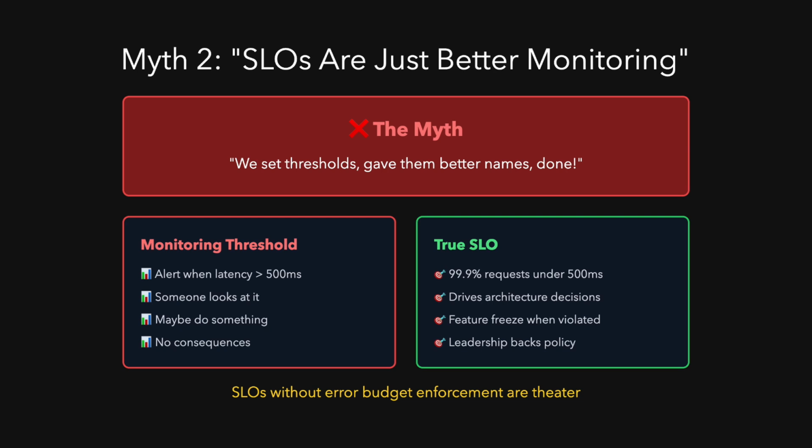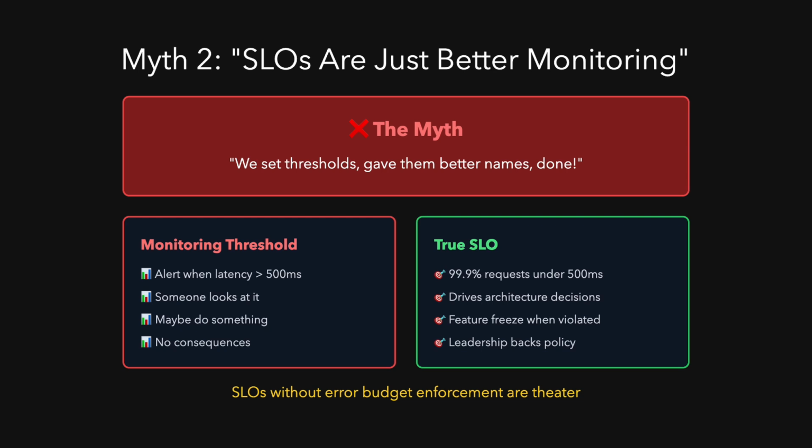Second myth is SLOs are just monitoring thresholds with better names. In reality, SLOs are business-level commitments that drive architectural decisions, team priorities, and resource allocation. A monitoring threshold says alert when latency is more than 500 milliseconds, and an SLO says we commit to 99.9% of requests completing under 500 milliseconds, and if we violate this, we stop shipping features and fix the underlying problems.